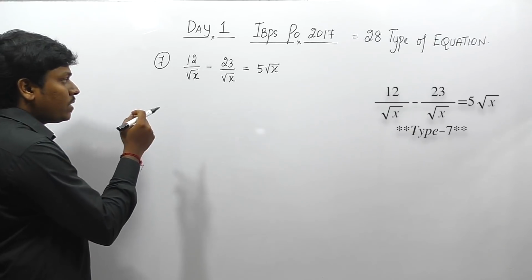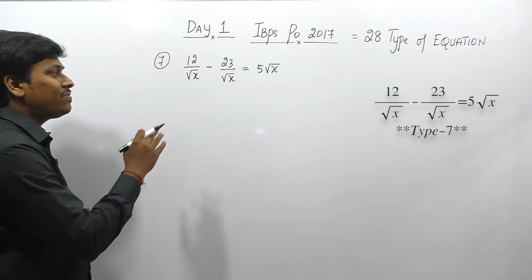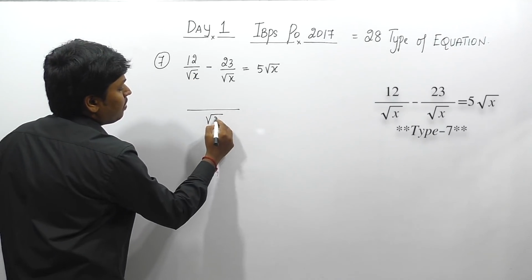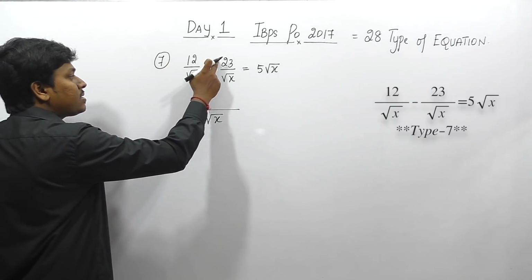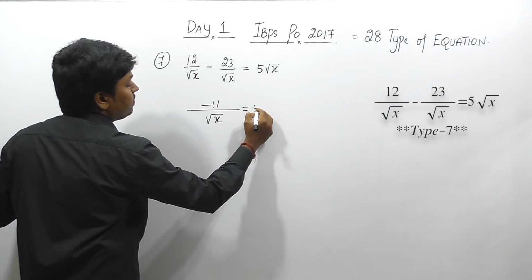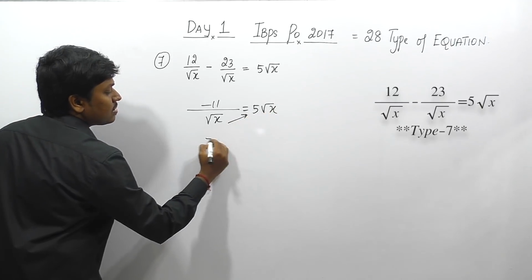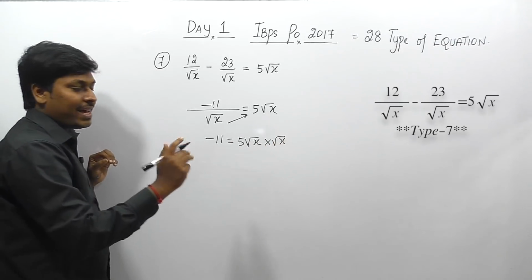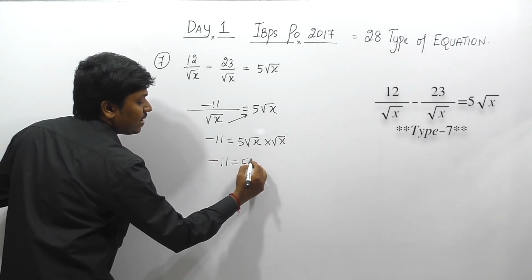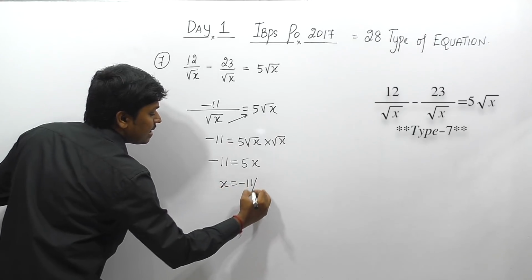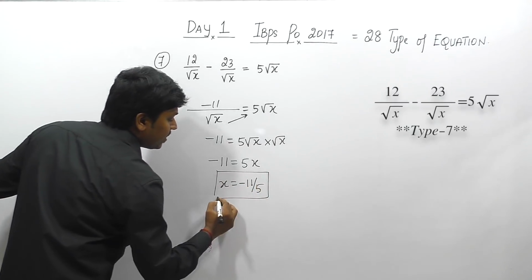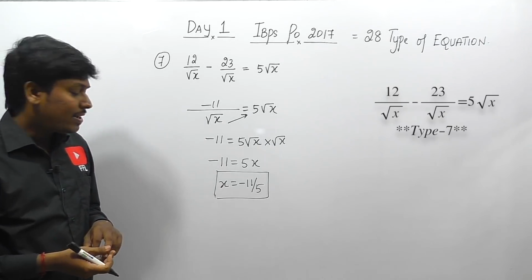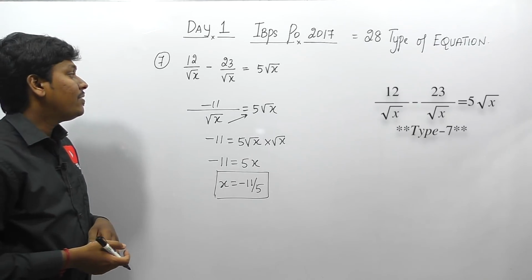So 12 divided by root x minus 23 divided by root x is equal to 5 root x. And here both the denominators are the same, which is root x. So let me take the common denominator as root x, and 12 minus 23 becomes minus 11 is equal to 5 root x. So when you cross multiply, minus 11 is equal to 5 root x into root x, and root x into root x will be x, right? So this can be written as minus 11 is equal to 5x, and x is equal to minus 11 divided by 5. So finally we got the solution for this type 7 equation, that is x is equal to minus 11 divided by 5. I think the answer will be 2.2 something, right?